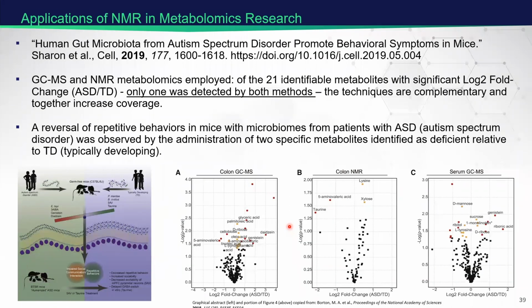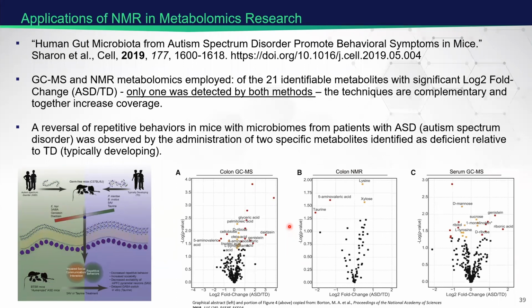This other one, another one that my colleagues here at PNNL collaborated on with outside users, is of human interest, looking at autism spectrum disorder. They implanted microbiota from children who had autism spectrum disorder into germ-free mice, and then they saw behaviors in the mice that were typical of the disorder.